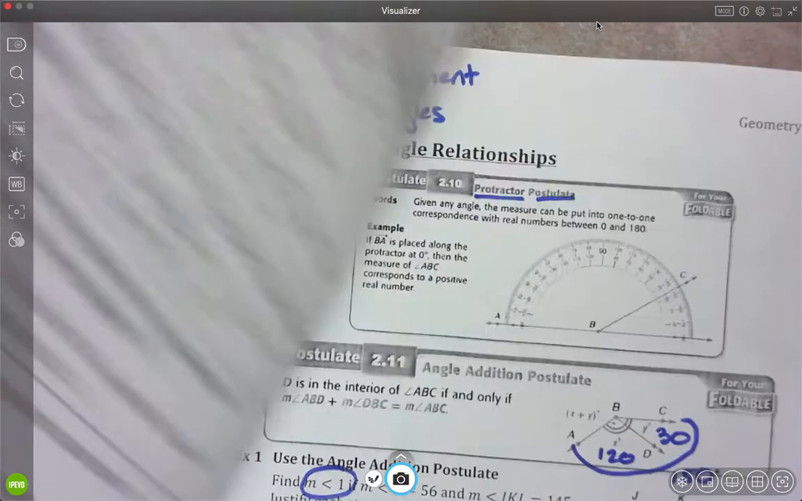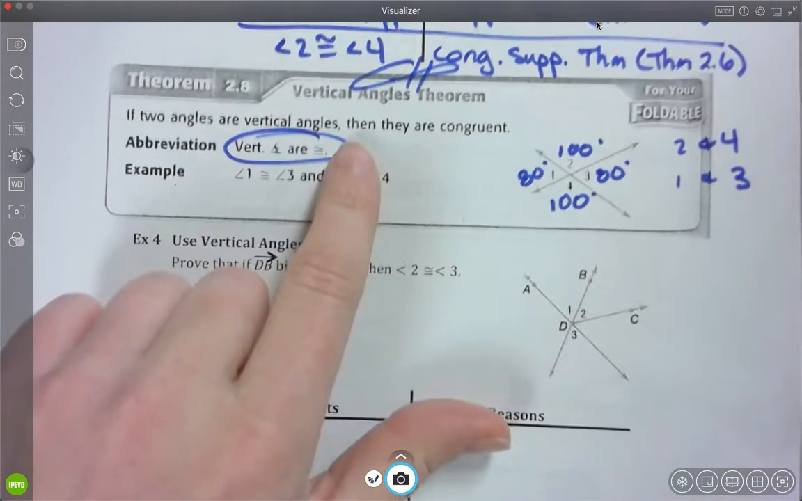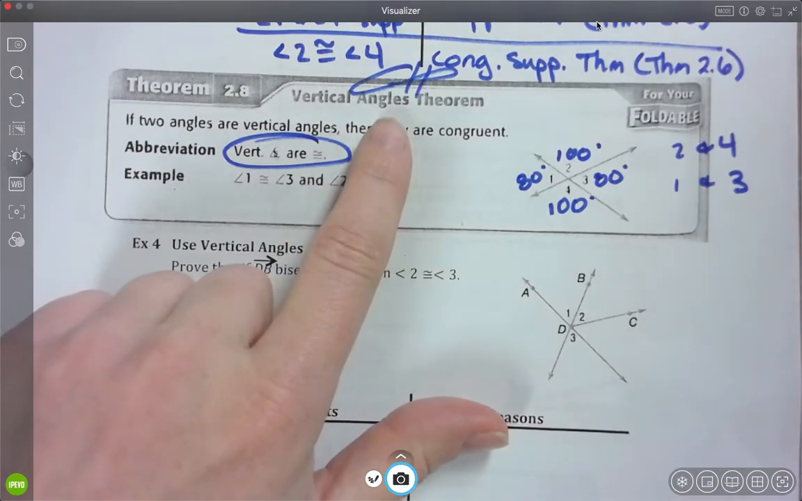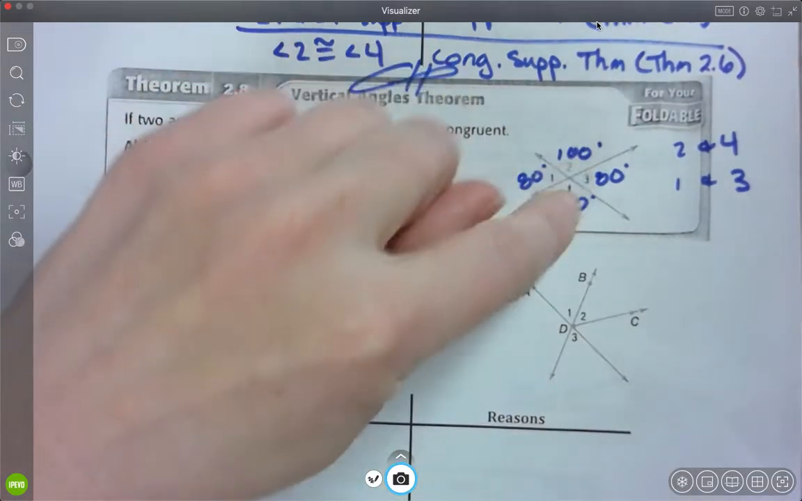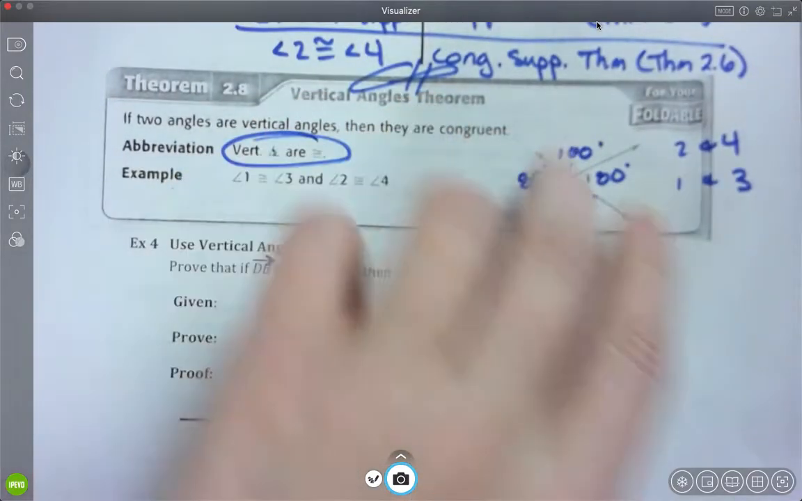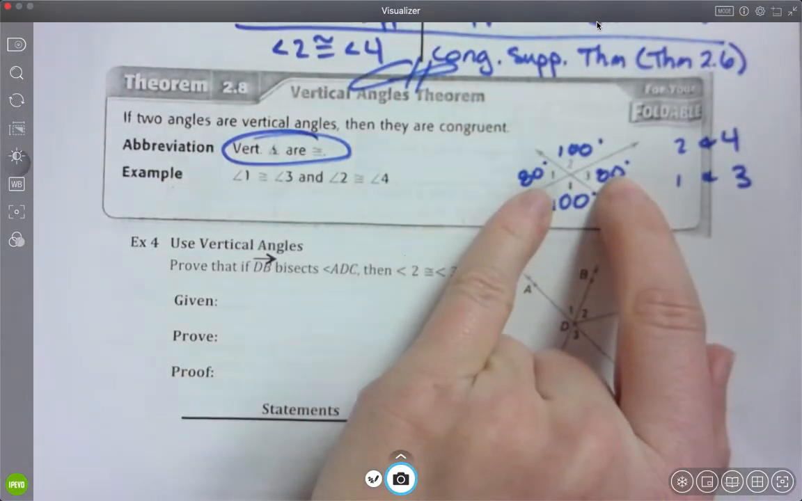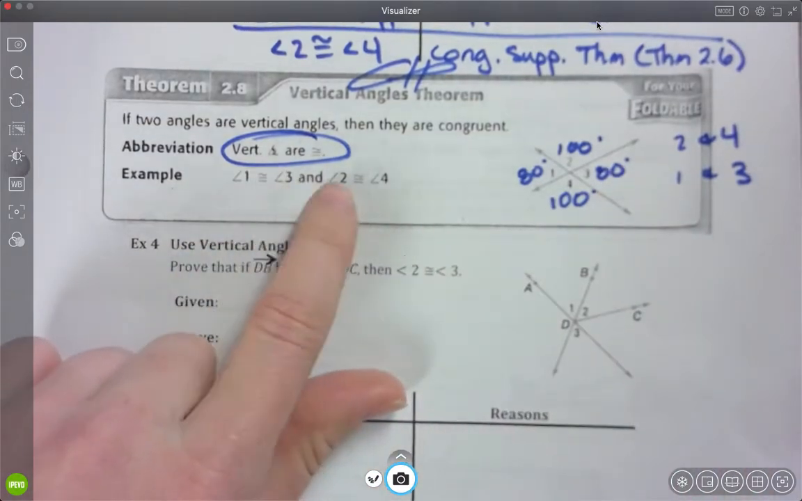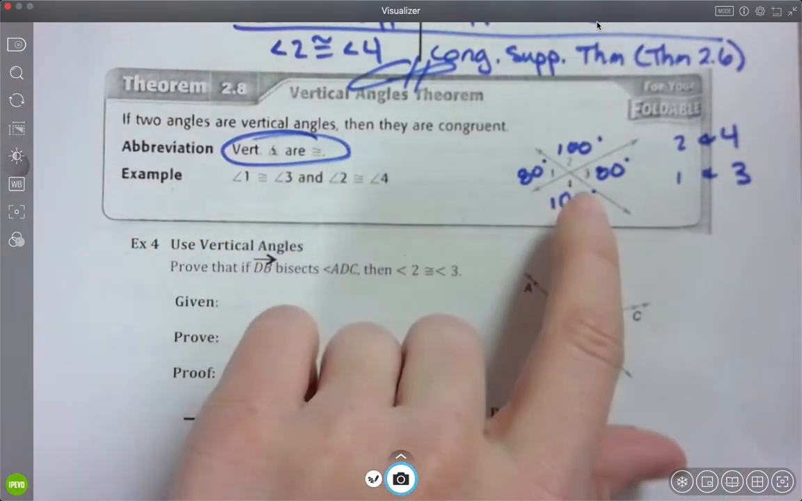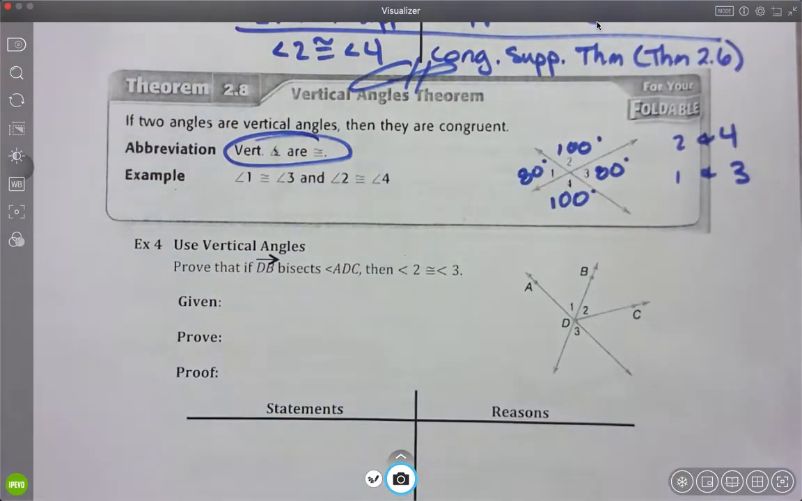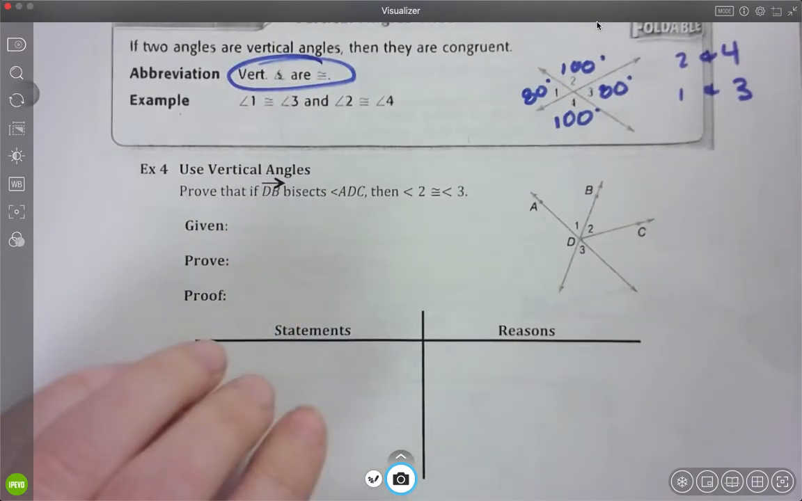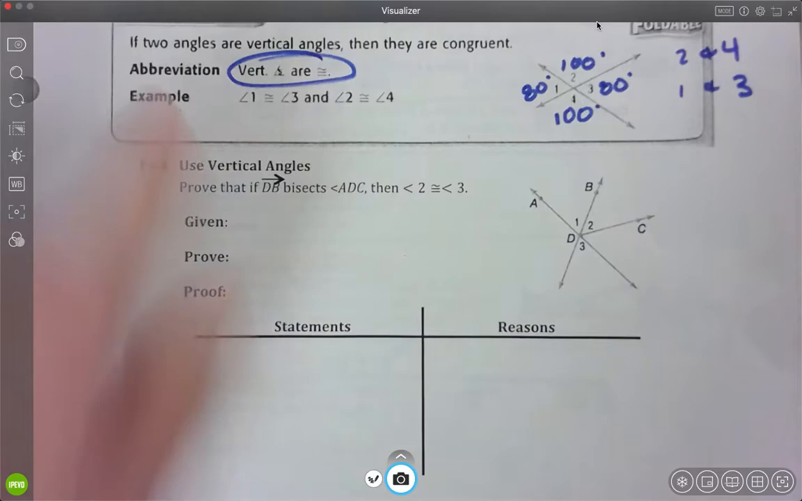We stopped after the vertical angles theorem. So we wrote this down and we said for vertical angles, like 2 and 4, the ones that are on top of each other, or directly opposite each other, like 1 and 3, the vertical angles theorem said that those are going to be exactly the same measure. You can see that from how we have it labeled here. So you can almost guarantee that in example 4, in this proof, we're probably going to use that vertical angles theorem at some point.